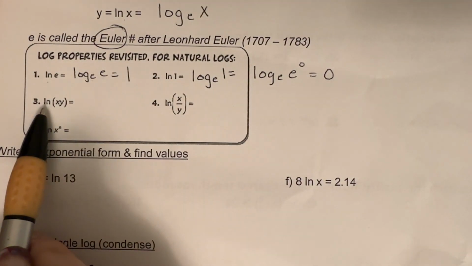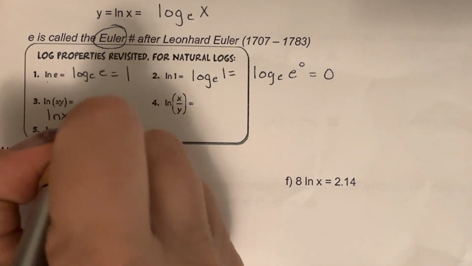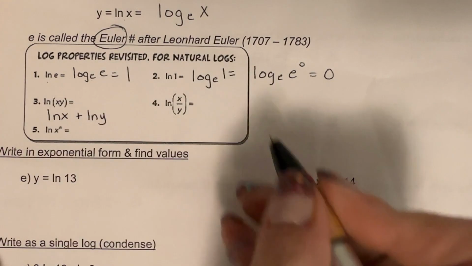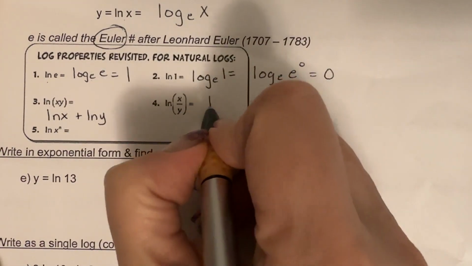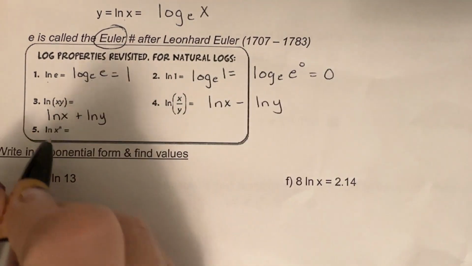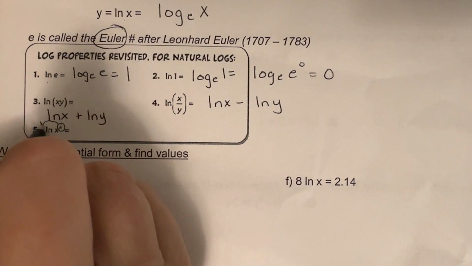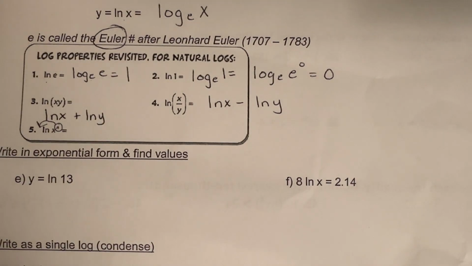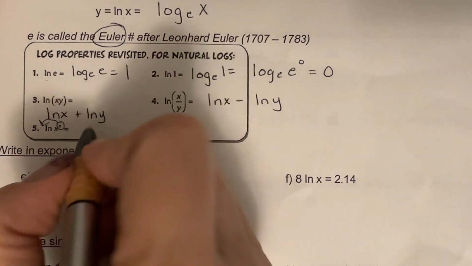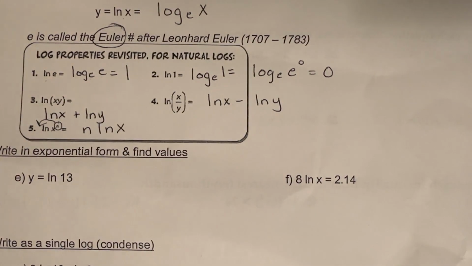All right, now you can use your product rule on this. So you can say that this is ln of x plus ln of y. Here's your quotient rule. You got ln of x minus ln of y. And then finally over here, this is your power rule. I can't exactly read what that exponent is. It's so tiny. So I'm just going to say that's an n. So that'd be n times ln of x.